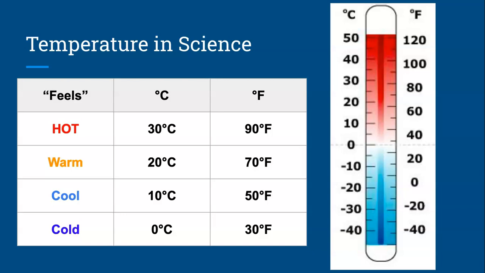When it feels hot outside, it's about 30 degrees Celsius. When it's warm, it's around 20 degrees Celsius. When it's cool, you're down to 10 degrees Celsius. And it's cold when it reaches 0 degrees Celsius. These demarcations are incredibly important and will become very handy as we go through this unit, so make sure that those are in your notebook.